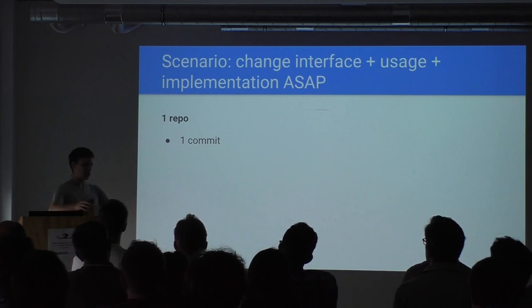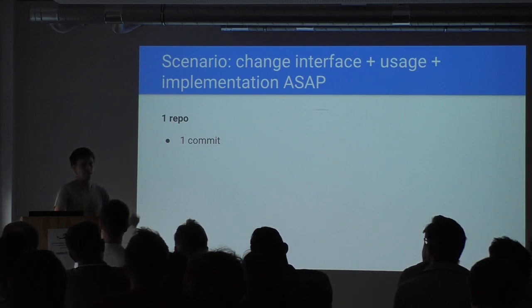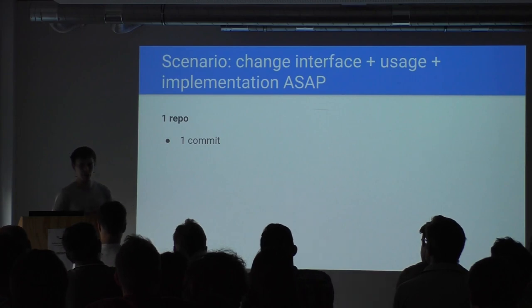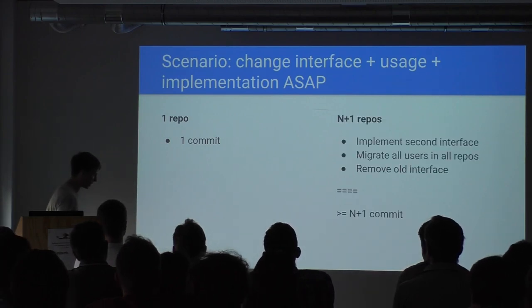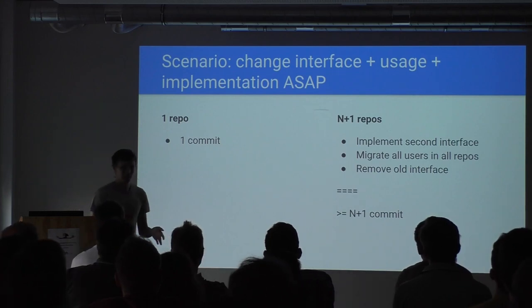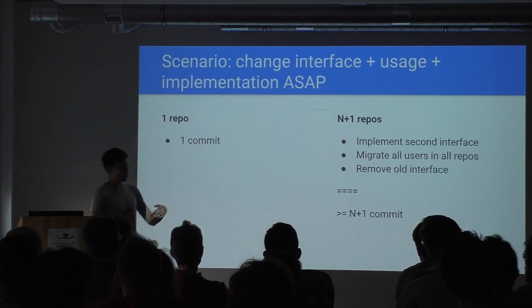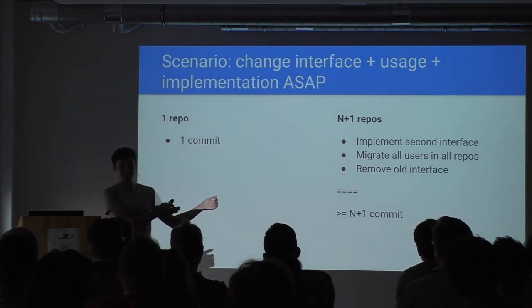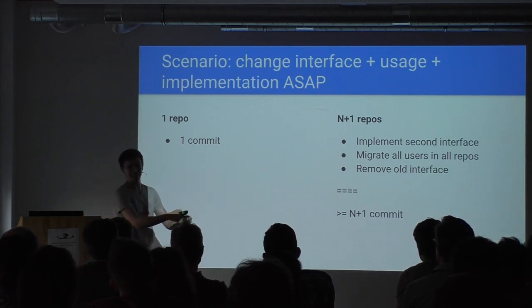If you follow what Facebook does with Mercurial, there's a big discussion why Facebook, for example, prefers one single repository as opposed to many repositories. And you could read more about it. One of the reasons is really easy refactoring. So let me just illustrate what happens if you have n plus one repos. So we call it dense, because suppose you have to implement a new interface while keeping the old one working, right? Then you go and update all your users to start using your interface.